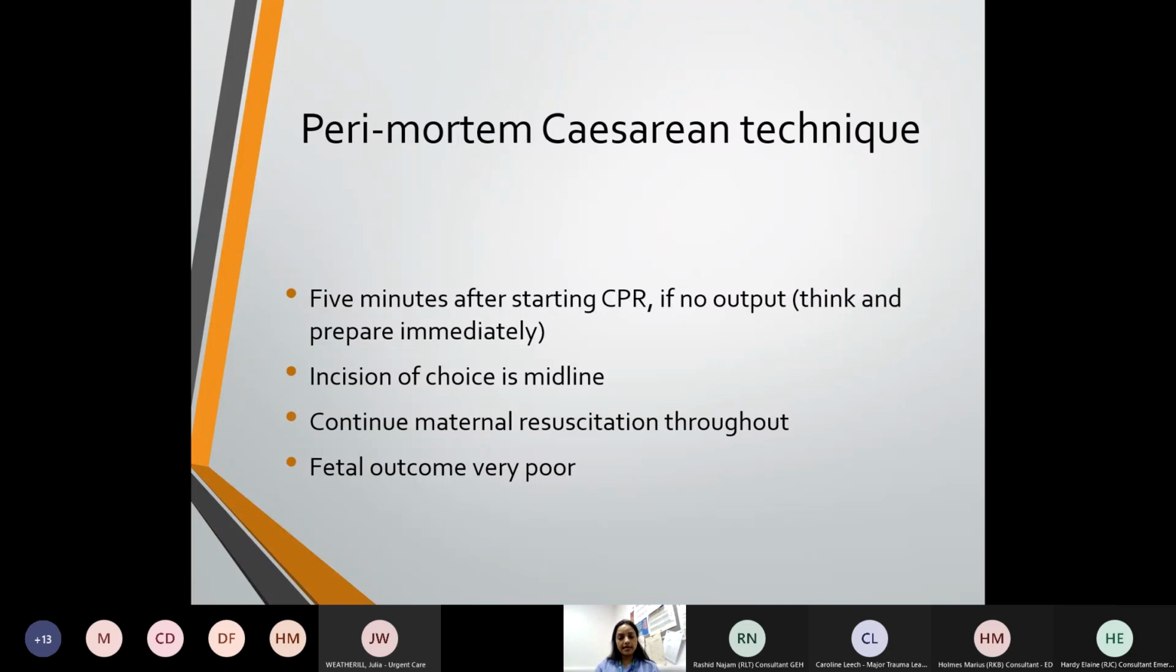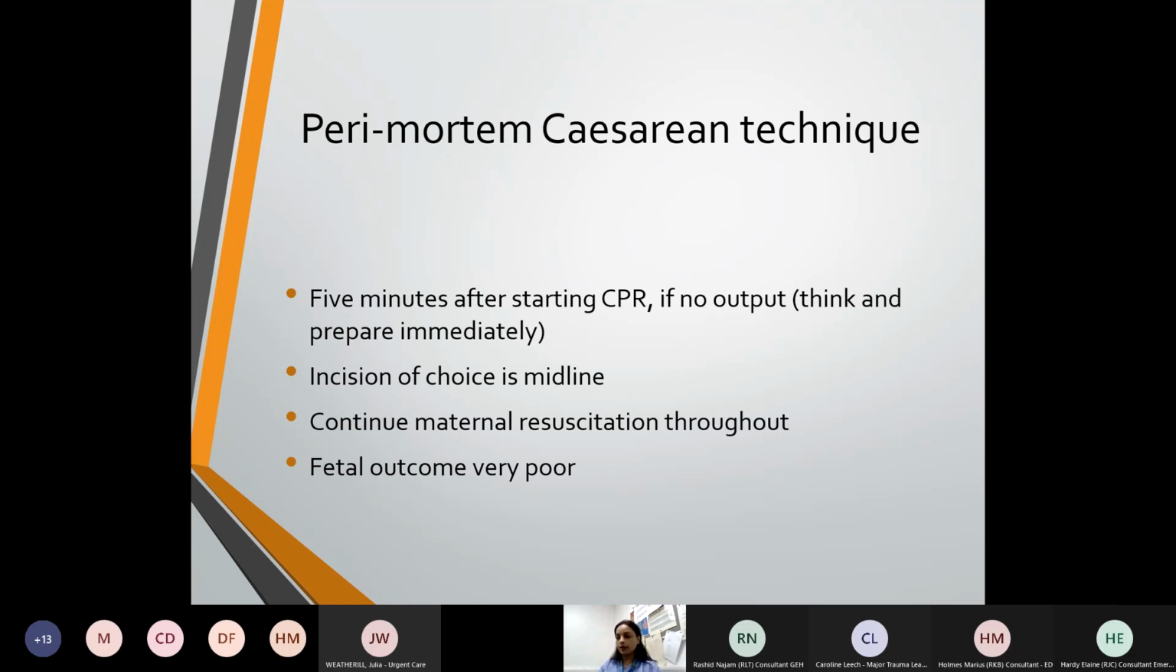So perimortem cesarean, as I said, I have had to do that on only one occasion, touch wood. It's not something that you see often. So you have about 5 minutes after you've started CPR, and obviously if you're thinking that the mother is not responding, that's when you may want to do that.